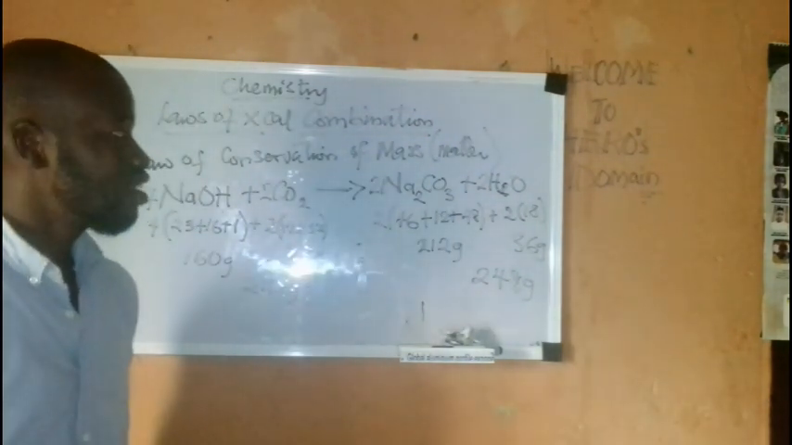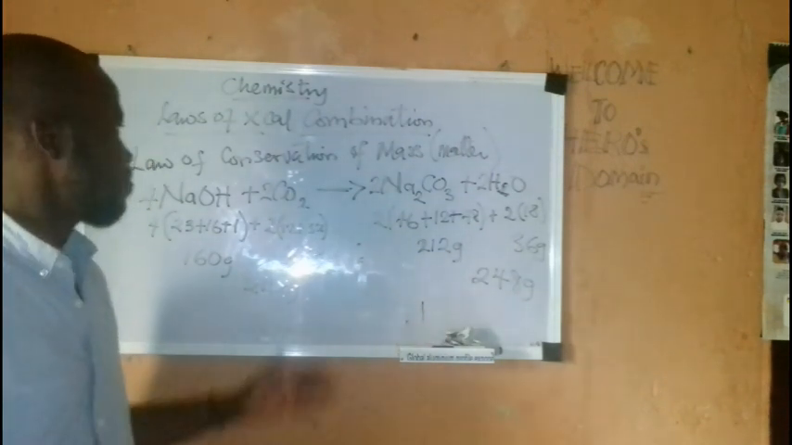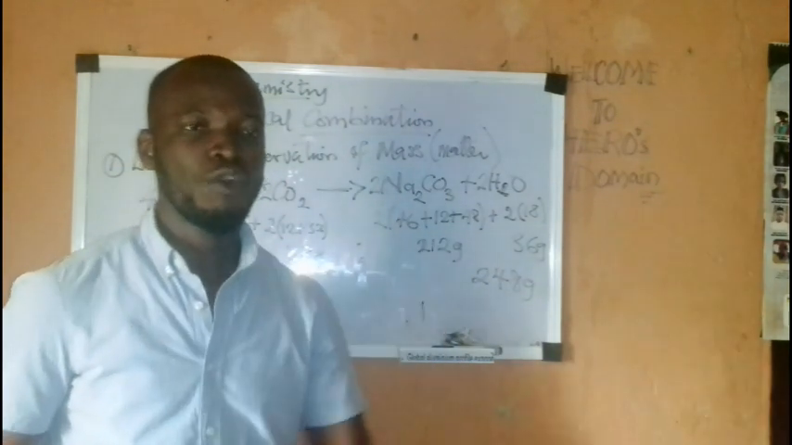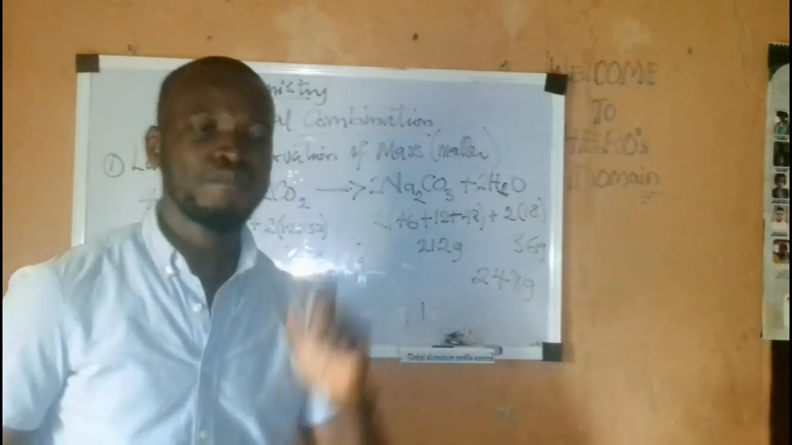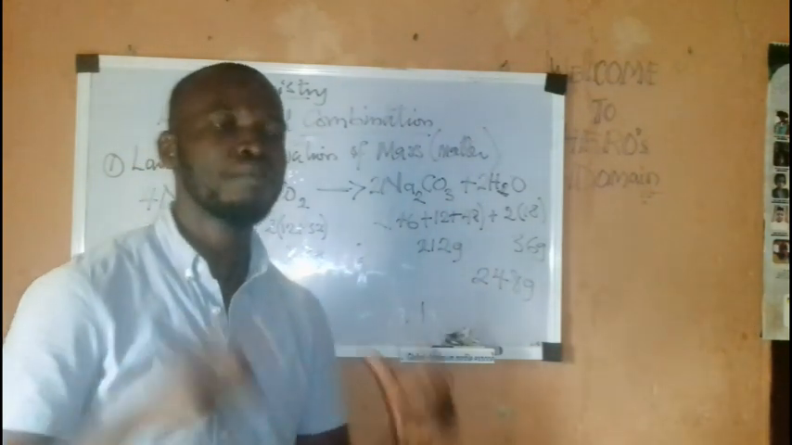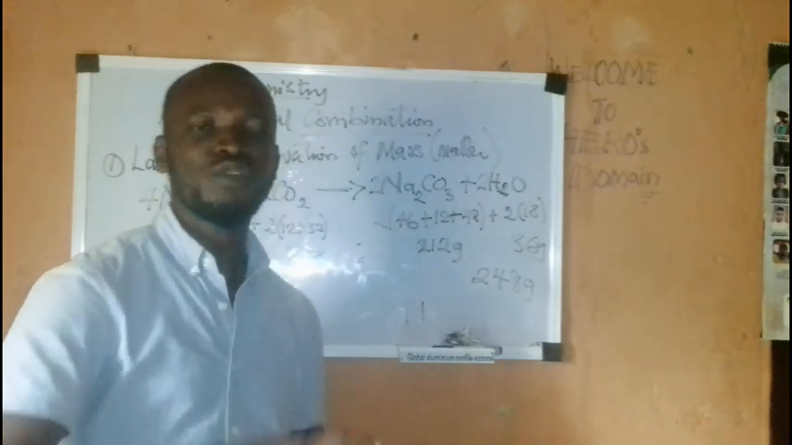For the sake of this video, I just want you to understand that every chemical equation in chemistry has to obey the law of conservation of mass, which in this case means the sum total of the masses of the reactants must be equal to the sum total of the masses of the products.